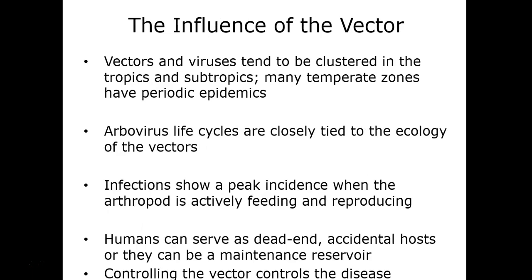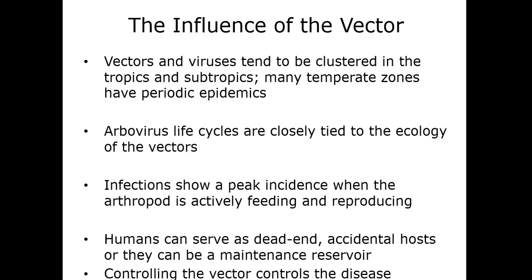So the vectors tend to arise depending on the tropic area, the climate zone that they originate from. So the arboviruses are part, oftentimes, of the vector's life cycle. And infections thus will show a peak when the arthropod is actively feeding, growing, and reproducing. So if you've got mosquitoes out in warmer climates and they're biting people and they're starting to congregate and breed, you will see higher levels of infection.